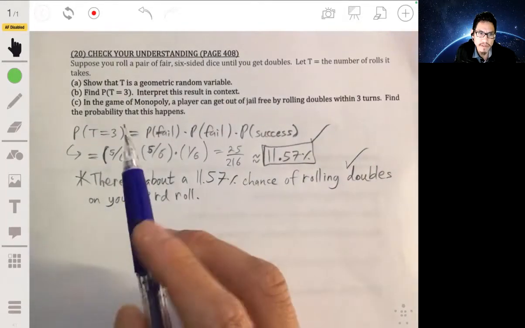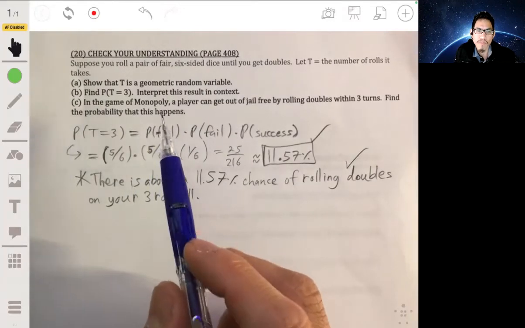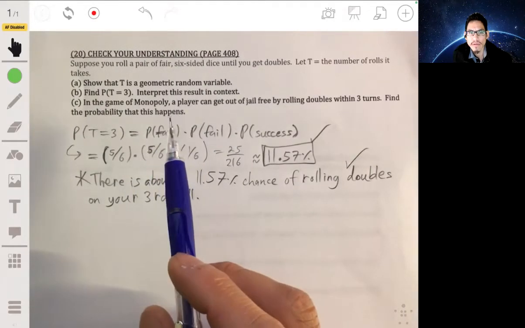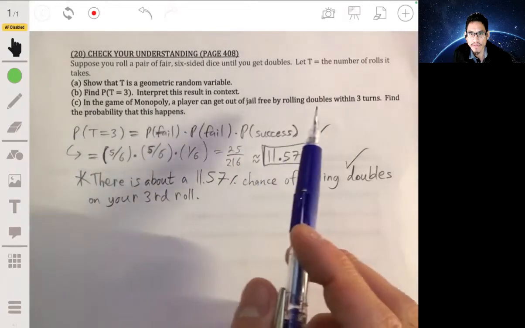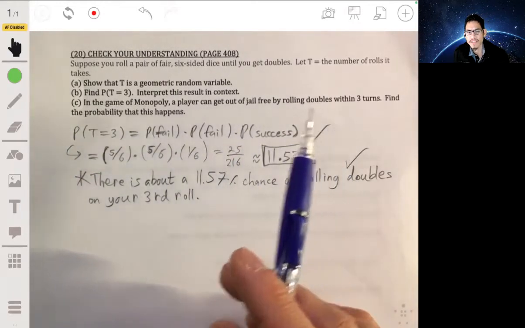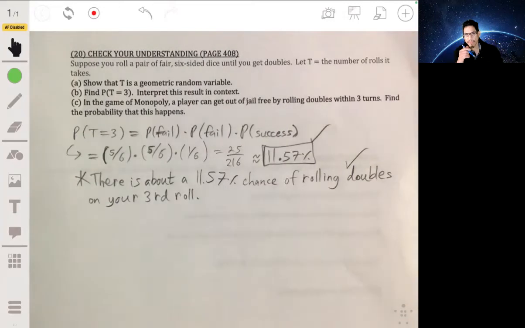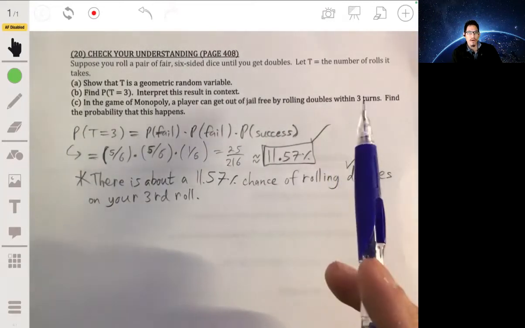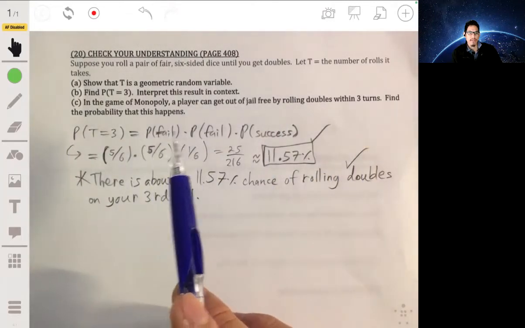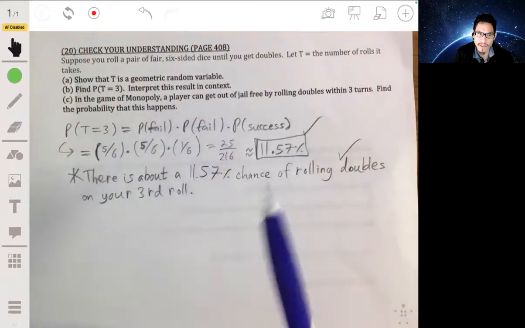All right, part C. Monopoly. Probably all play that. A player can get out of jail by rolling doubles within 3 turns. I actually didn't know that. Anyways, I thought you said to pay. All right, but find the probability that this happens. So find the probability they'll roll doubles in 3 turns.